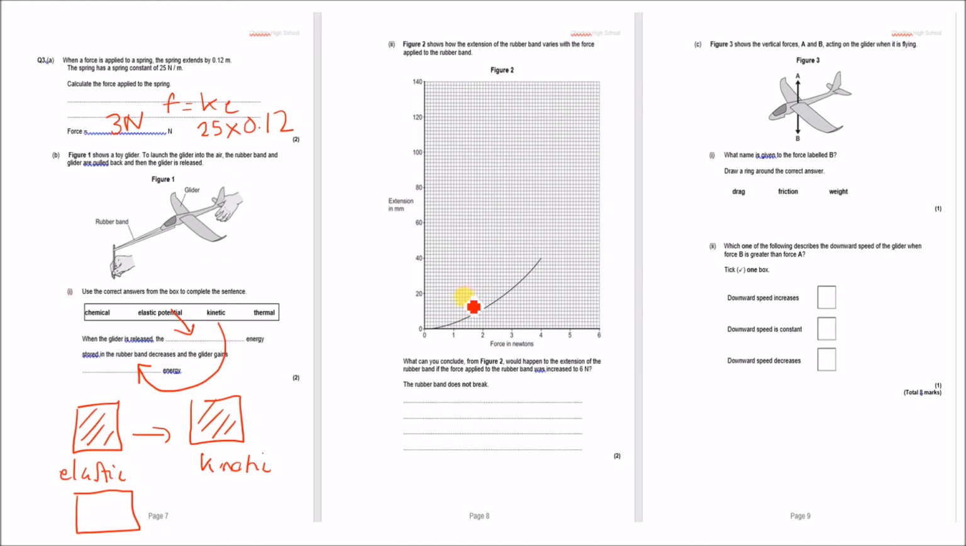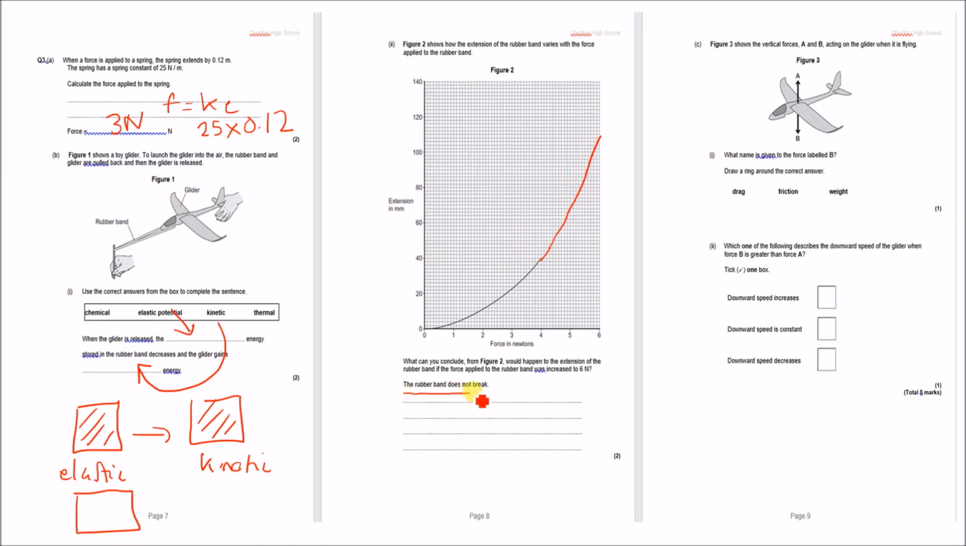Right, the next question: what can you conclude from figure 2 would happen to the extension? So it's asking us to continue this graph. Again, it's hard to draw with the computer, but you would expect this graph to continue to curve upwards like that. Okay, and it's going to end up something like this. So if we continue that on, it would look something like this. And obviously on an exam, you're going to get some error allowance. So it doesn't have to be a perfect graph because it depends how you draw the line. But if we continue that on, we're going to get something like this.